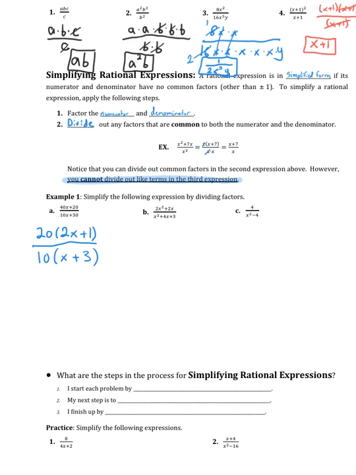Well, 20 divided by 10 is just going to become a 2. So I have 2 times (2x plus 1) over (x plus 3). And that looks like that's everything I can factor out. I can't really do anything with the 2x plus 1 and the x plus 3. And then the last step would be to put it back together. So I'm going to put this 2 back in there, and I'm going to get (4x plus 2) over (x plus 3). And that is simplified. Okay?